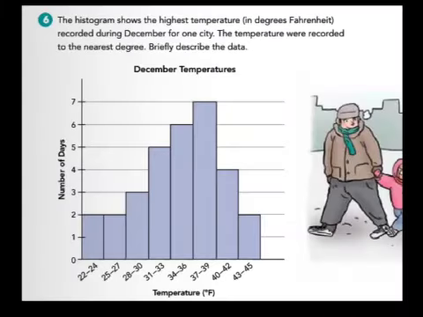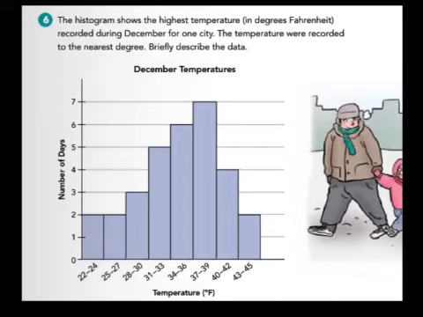And now that we know how to build a histogram, I want to make sure that we can look at a histogram that's already built and interpret it to get some information from it. So this problem shows the highest temperature recorded each day during December for one city. And the temperature was recorded to the nearest degree. Wow, this is worded poorly, I'm realizing.